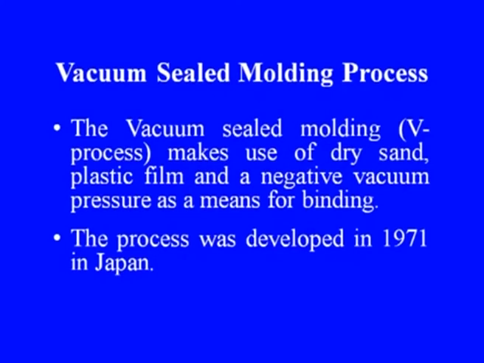Another process in this category was developed. The next process that we are going to discuss is vacuum sealed molding process. The vacuum sealed molding process, also known as V process, makes use of dry sand, plastic film and a negative vacuum pressure as a means for binding.